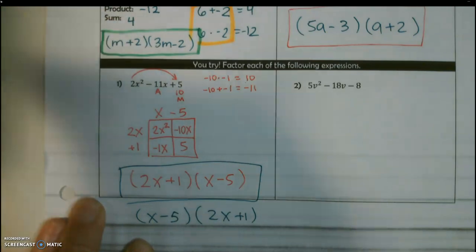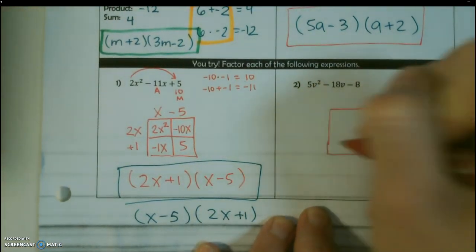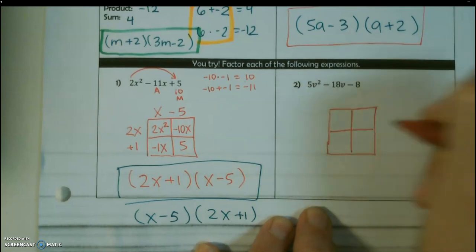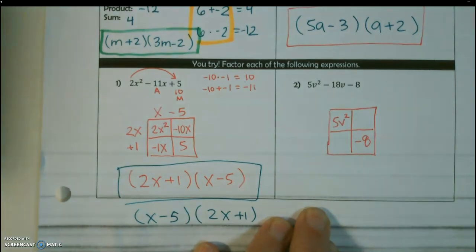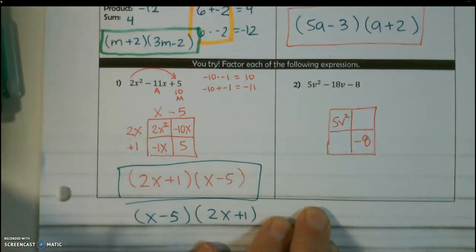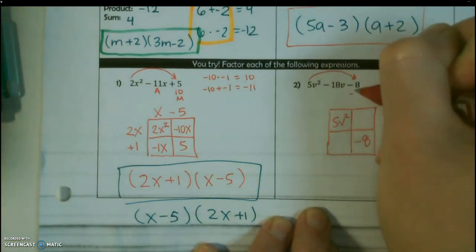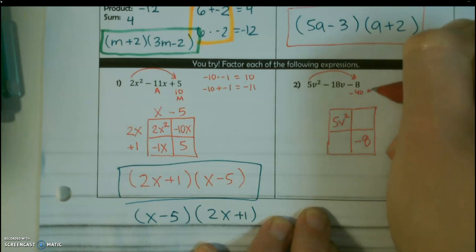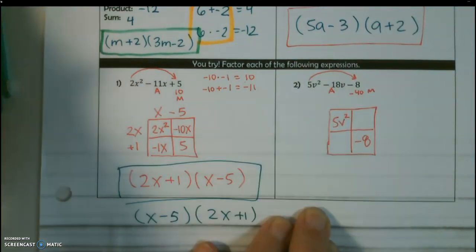All right, let's do one more in this video. Give ourselves a box to work with. First term goes in the first box. Last term goes in the last box. And then we need to play around and figure out what multiplies to give us negative 40, but adds to give us a negative 18.